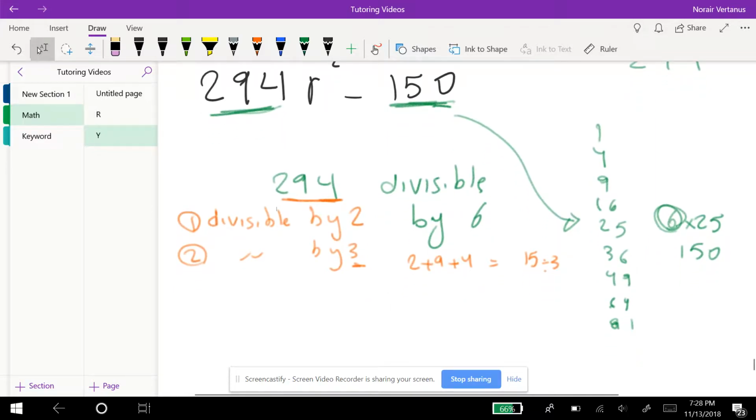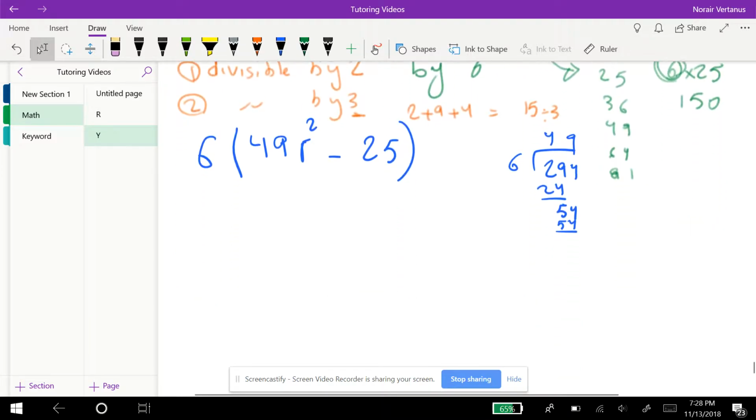Then what? I'm going to factor out 6, because it's divisible by 6, and I should get a perfect square. So 294 divided by 6. 6 times 4 is 24. Maggie says 49. Let's see, 6 times 9 is 54. Awesome. So 49R squared is left there, minus 150 divided by 6, which is 25, right? We're there. Now we got it.